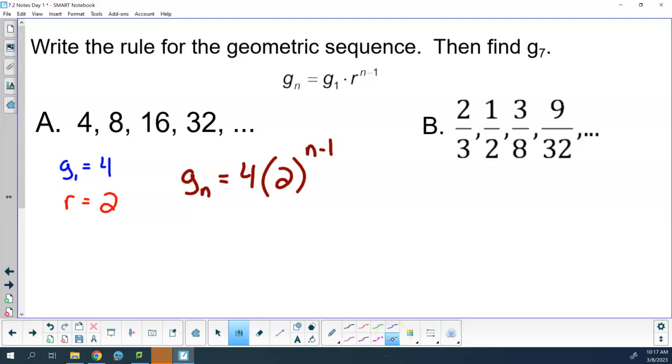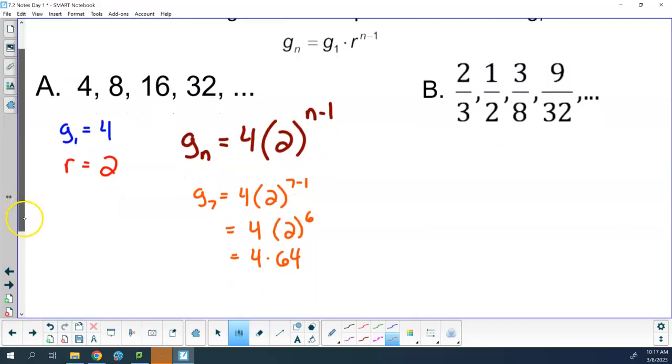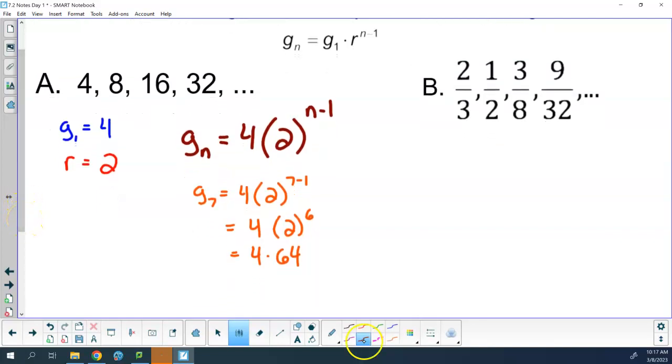Okay? Then it asked us to find the seventh term. So g sub 7 would be 4 times 2 to the 7 minus 1 power. 7 minus 1 is 6. 2 to the 6th power is 64. 4 times 64 is 256.